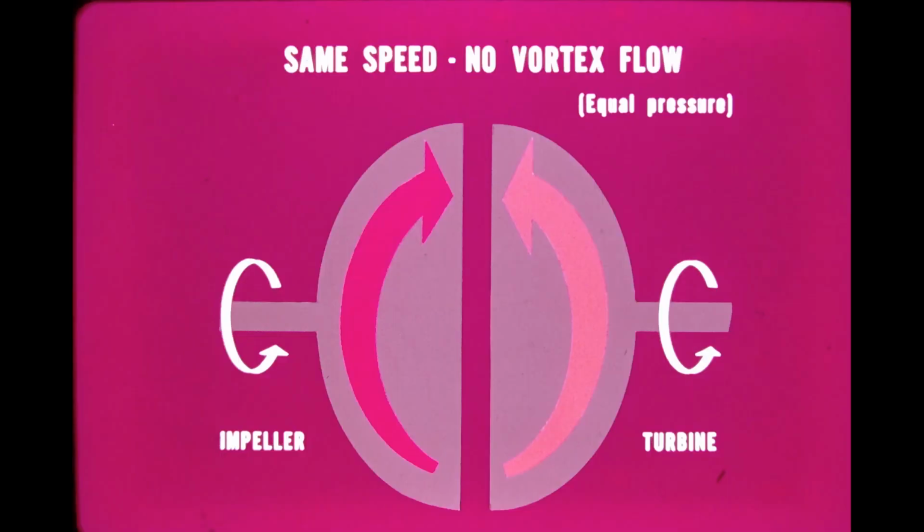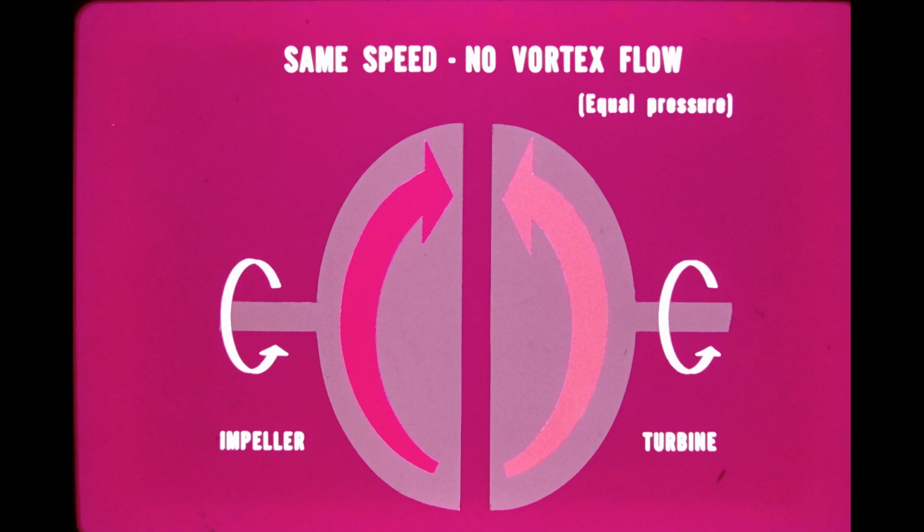We've seen that vortex flow causes the turbine to rotate, but when the speed of the turbine is nearly the same as the impeller speed, vortex flow stops. Why? Well, let's assume that the impeller and turbine are rotating at exactly the same speed. We should mention here that this condition cannot exist because of internal slippage in the fluid coupling, but turbine speed can come very close to matching impeller speed.